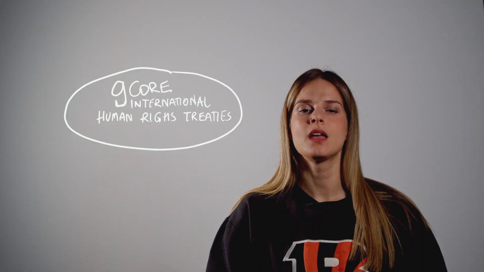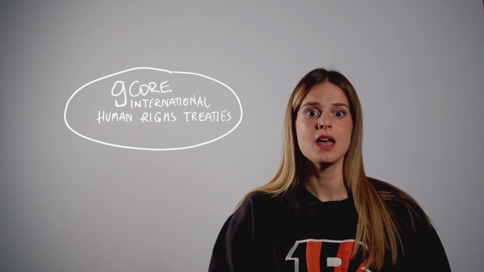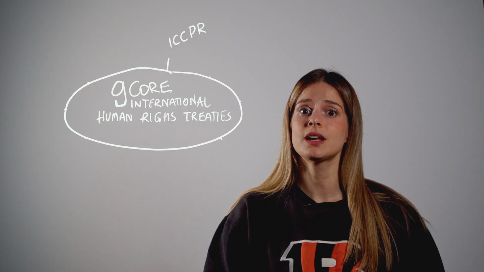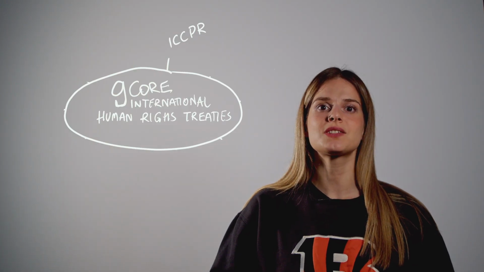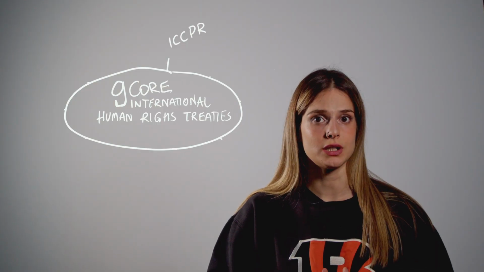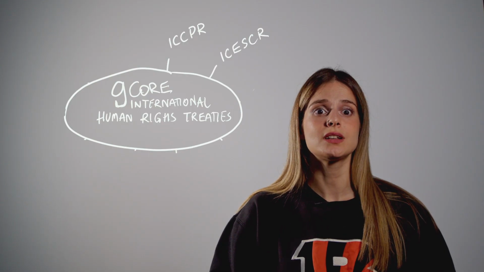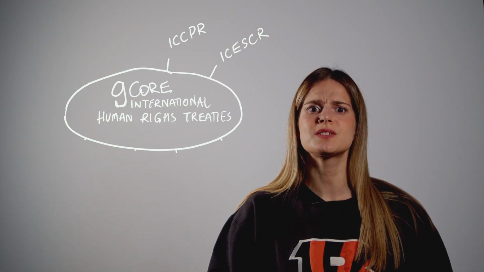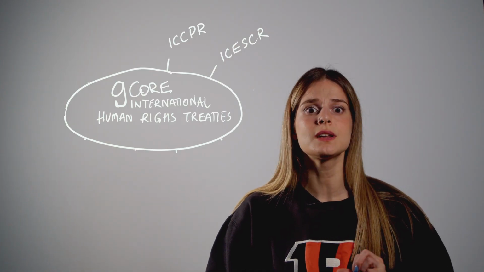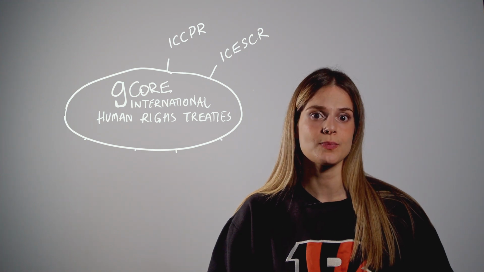Treaty-based rights. There are 9 core international human rights treaties. The International Covenant on Civil and Political Rights protects freedoms like speech, assembly, and participation in political life. The International Covenant on Economic, Social, and Cultural Rights ensures basic necessities like food, healthcare, education, and decent living conditions.